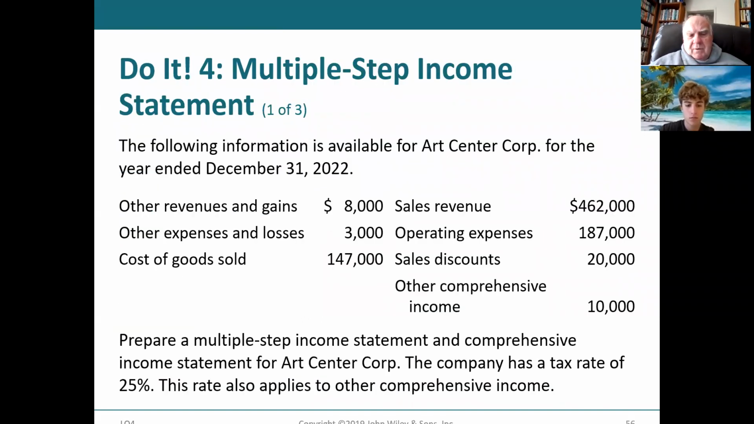Here they're asking us to prepare a multi-step income statement and comprehensive income statement for Art Center Company. They have a tax rate of 25%. So let's see what we have here. What are our steps? Our first step is to get the gross profit. Sales minus cost of goods sold gives us the gross profit. Then we subtract 187,000 for operating expenses. I notice we have sales discounts, so we have to actually start sales minus sales discounts to get net sales, and the other comprehensive income we'll put at the top.